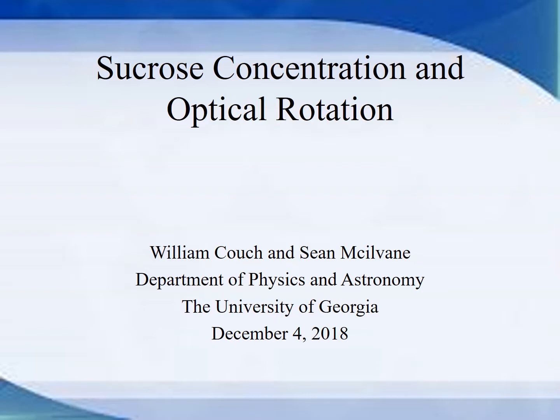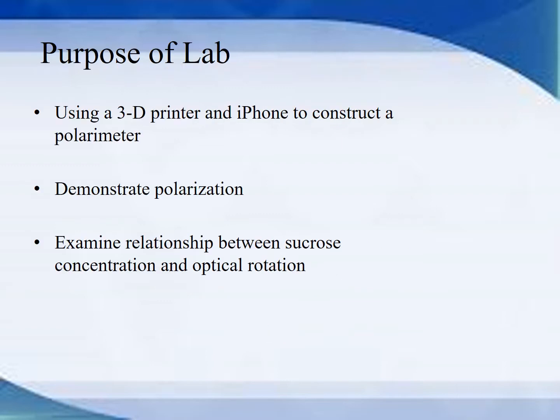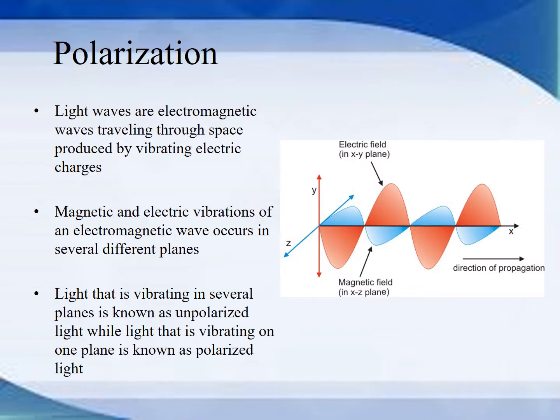In our lab, we examined sucrose concentration and optical rotation. The purpose of this lab was to use a 3D printer to construct a polarimeter, which would in turn demonstrate polarization. Light is the disturbance of electric and magnetic fields that travel in the form of a wave.